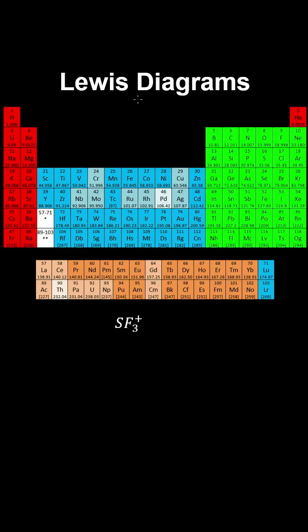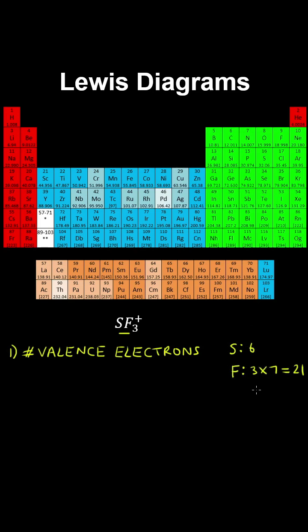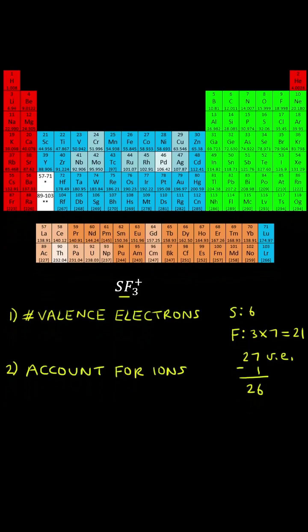Lewis diagrams are used to determine the skeletal structure of a covalently bonded molecule or polyatomic ion using a set of rules. So first we determine the number of valence electrons. So using this example of the sulfur trifluoride cation, sulfur has 6 valence electrons and fluorine has 7. So given there's 3 fluorines, in total we have 27. Now if we have a cation, we subtract an electron to get that charge, or an anion, we add an electron to get a negative charge.